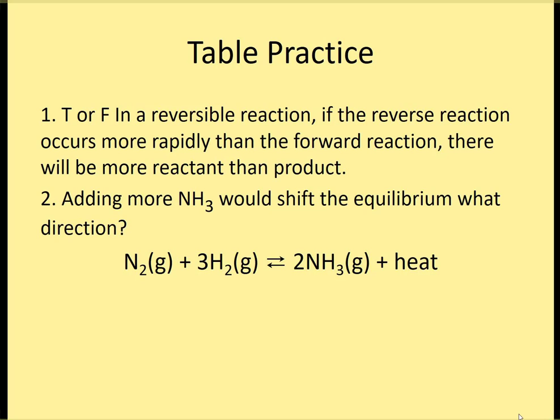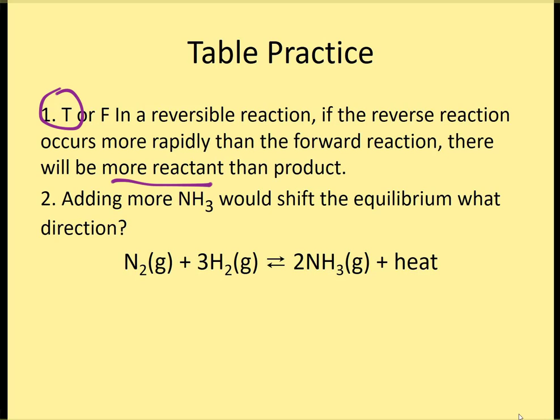True or false, in a reversible reaction, if the reverse reaction occurs more rapidly than the forward reaction, there will be more reactant than product. And the answer to that is true. Because it's easier to do the reverse reaction, you are going to end up with more reactant.